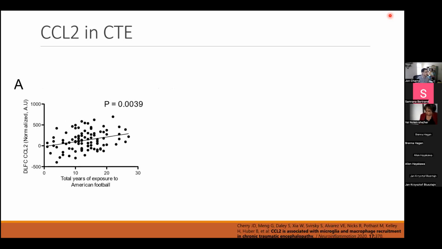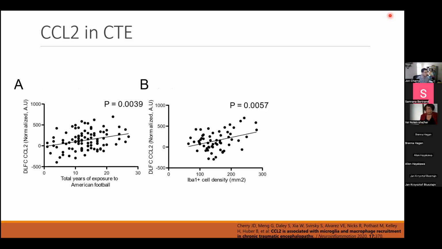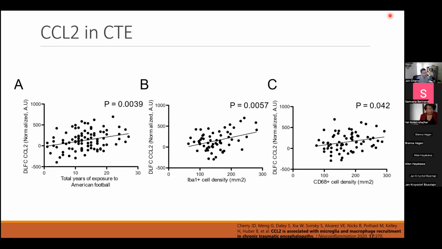And what we see is that when we start to compare it, the amount of CCL2 does correlate to the amount of exposure they had. It also correlates to the amount of IBA1 positive cells and the amount of CD68 positive cells. And for the interest of time, there's a lot more work in this study that I'm not going to be able to get into today. But the paper is on the bottom if you're interested in looking up how CCL2 is elevated.